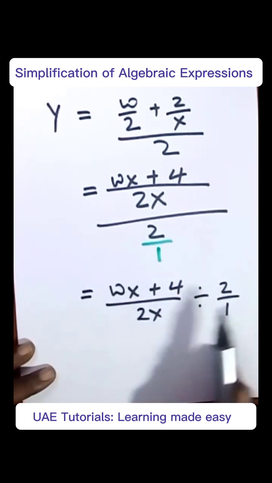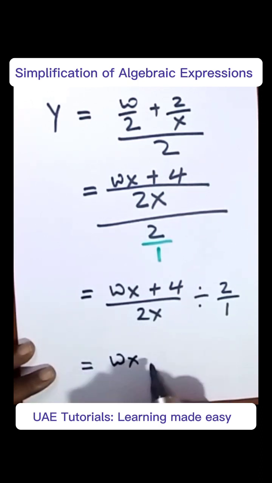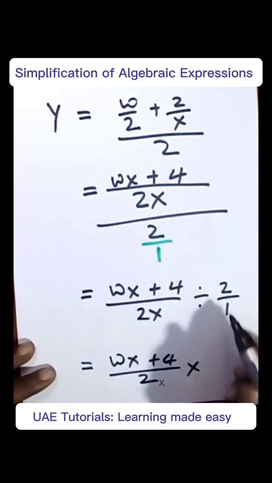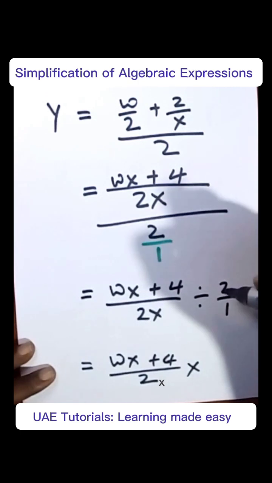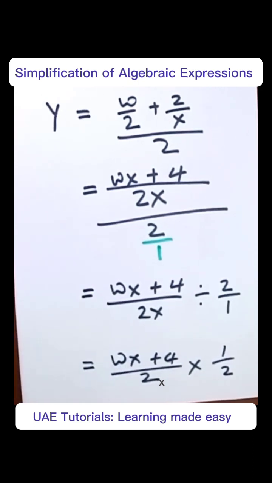And if we have two fractions like this, we want to divide them, we just change this to multiplication. Do you still remember that? So that gives us Wx plus 4 all over 2x. To change this to multiplication, we'll have to take the inverse of this fraction, which will be 1 over 2. I hope you still remember that trick. Yes. So, we're making progress.